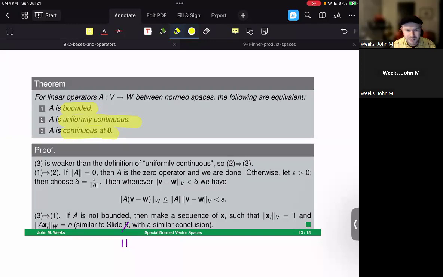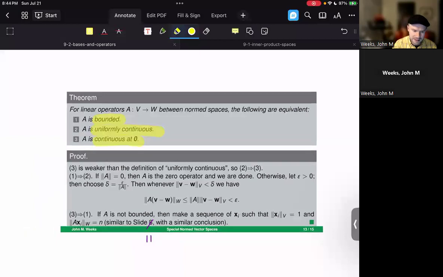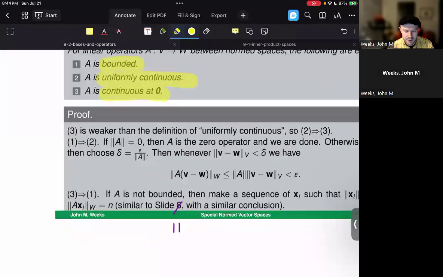Let's talk a little bit about this proof about why these three conditions are all the same. We already have that 2 implies 3. We're good on that front, because if something is uniformly continuous, it is normal continuous at a specific point. What about 1 implies 2? If the norm of the matrix or the norm of the operator that we're looking at is 0, then you have to be looking at the 0 operator, so you're done.